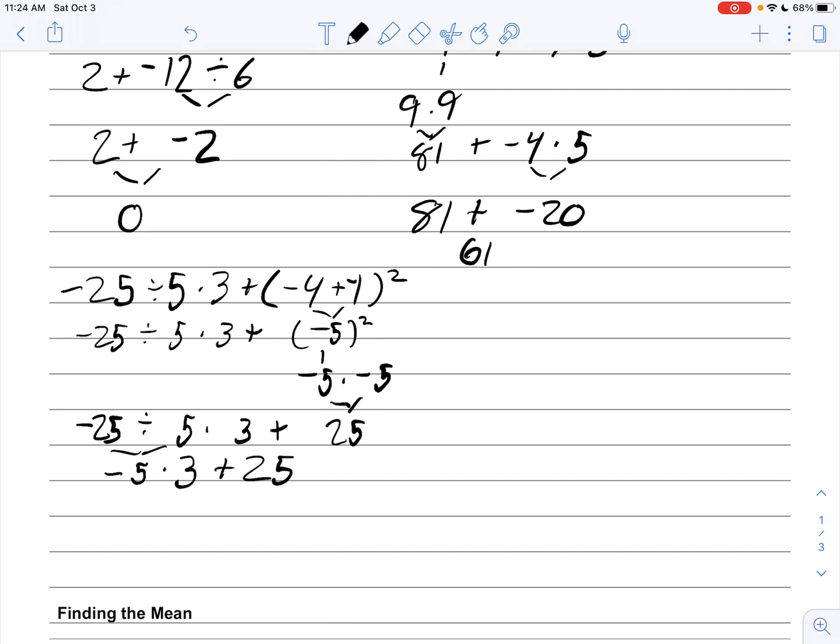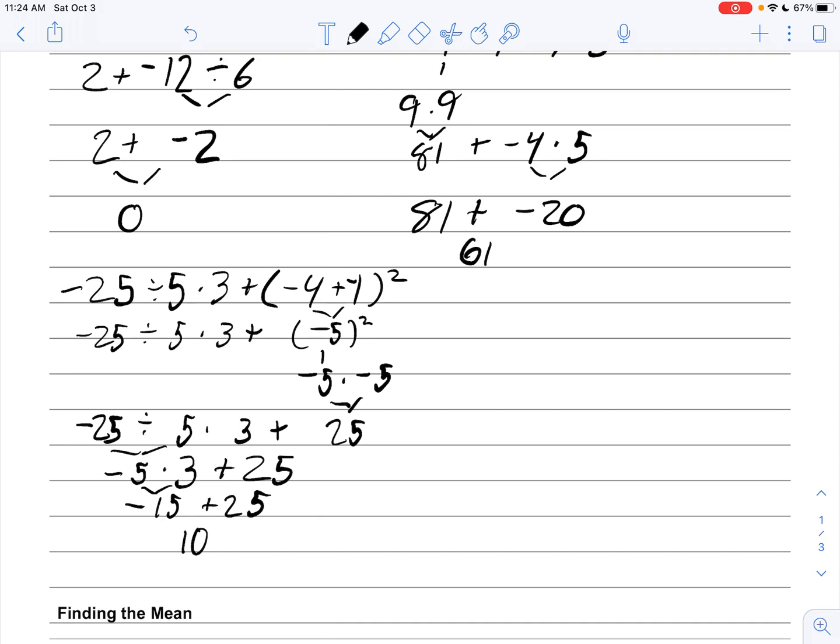I see I still have multiplication, so I'll do my negative 5 times 3. Negative times a positive, my answer will be negative. And 5 times 3 is 15. So I have negative 15 plus 25. A negative plus a positive, that means they're canceling each other out. So 15 of my negatives will cancel out 15 of my positives, leaving me with 10 positive. Okay?